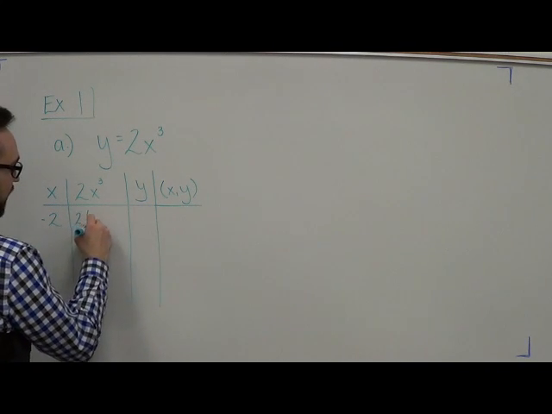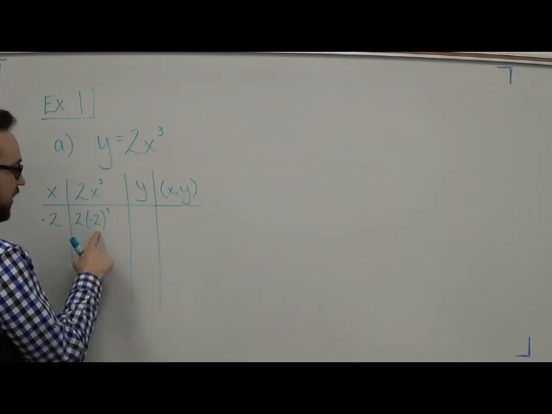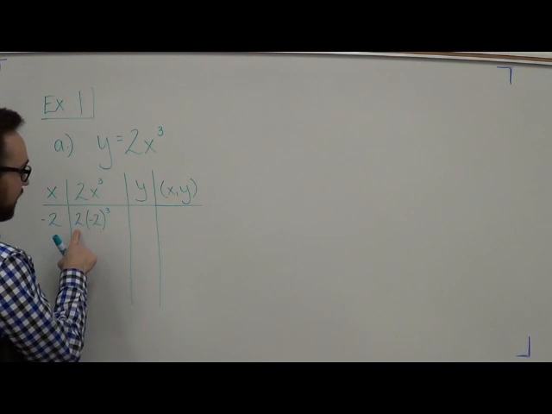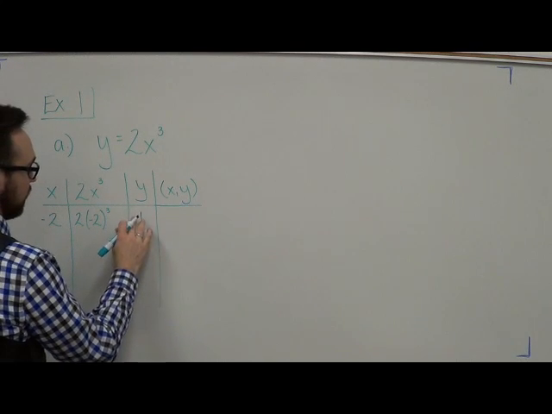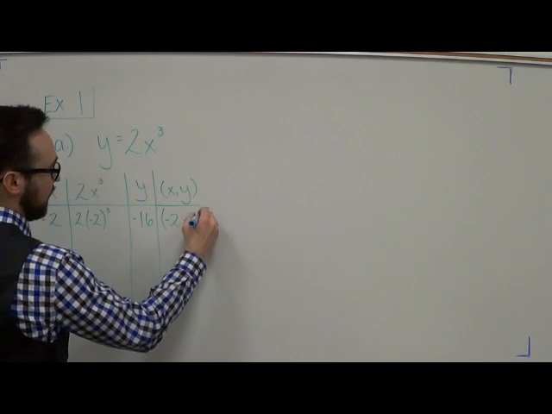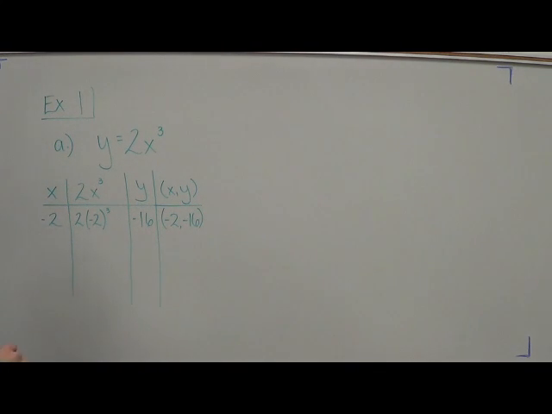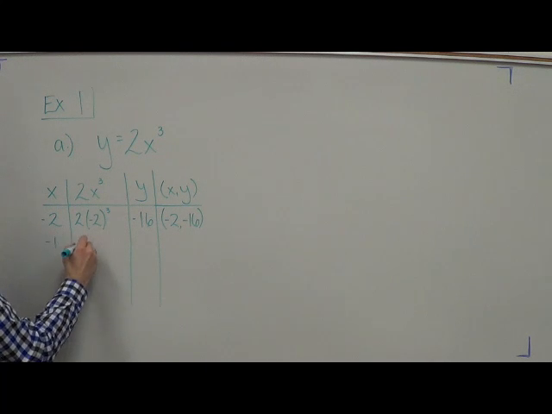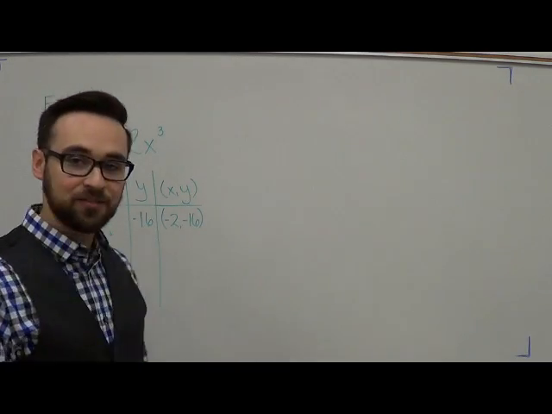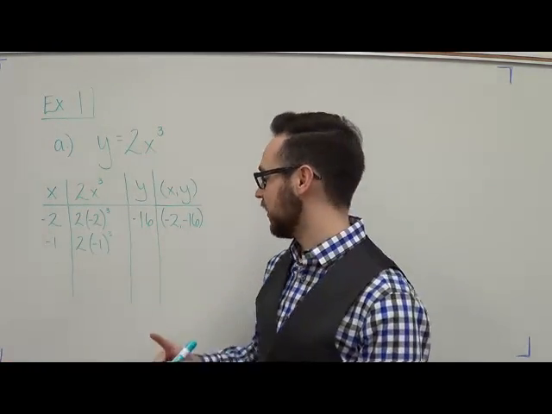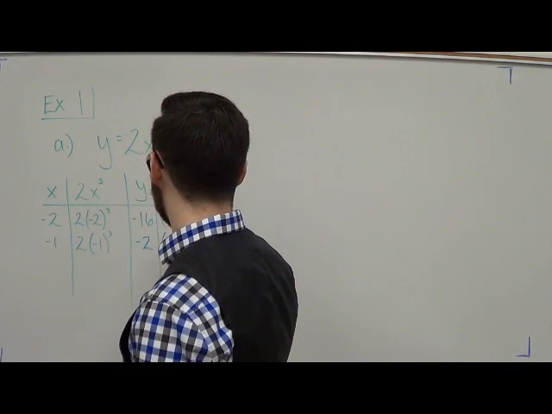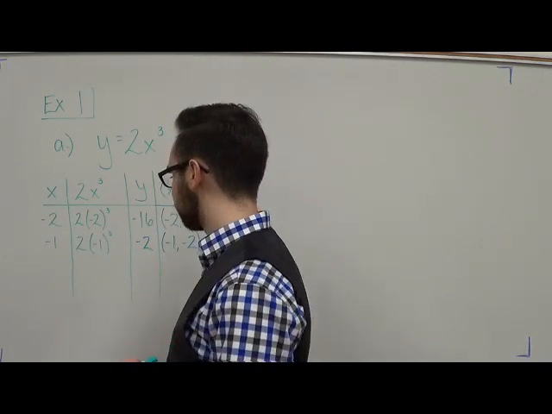Well, 2 times negative 2 cubed. Negative 2 times negative 2 is 4, times negative 2 is negative 8, times 2 is going to give us a negative 16. So we don't have to graph this because that is pretty far down there. So negative 2 to negative 16. Let's jump up to negative 1 and see what we get. So 2 times negative 1 cubed. Remember, negative number, odd exponent, it ends negatively. So negative 1 times 2 is going to give us a negative 2. That is a much easier point to graph.